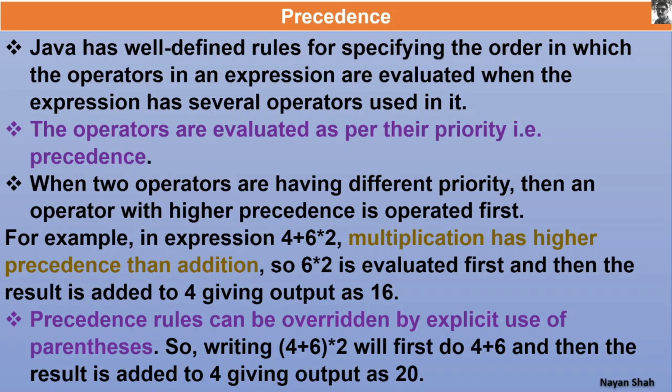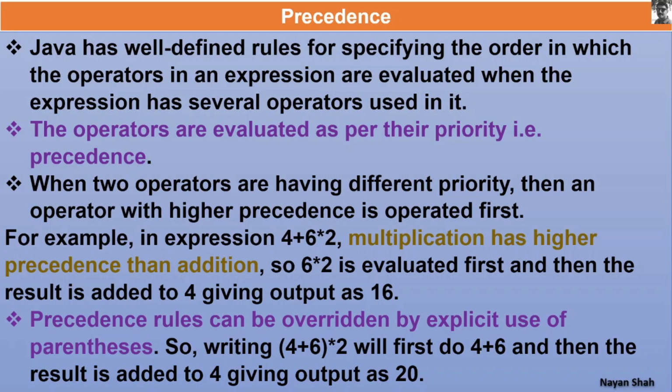For example, in the expression 4 plus 6 multiplied by 2, because multiplication has higher priority or precedence than addition, 6 multiplied by 2 is evaluated first, and then the result is added to 4, giving output as 16, because 6 twos are 12, 12 plus 4 is 16. Precedence rules can be overridden. If you want to change this order, it can be overridden by explicit use of parentheses, that is brackets.